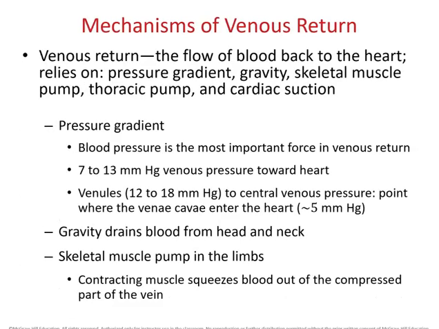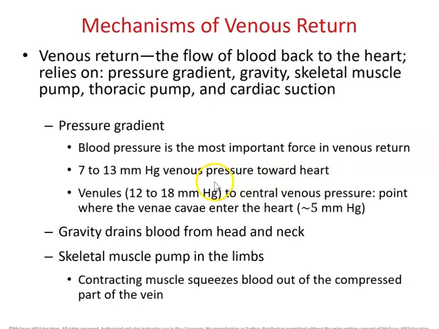In addition to the efficiency of capillary exchange with the tissue, venous return is another important step for blood to circulate back to the heart and maintain the regular blood pressure and blood flow. Venous return is the flow of blood back to the heart. It relies on pressure gradient, gravity, skeletal muscle pump, thoracic pump, and cardiac suction. Blood pressure is the most important force in venous return.